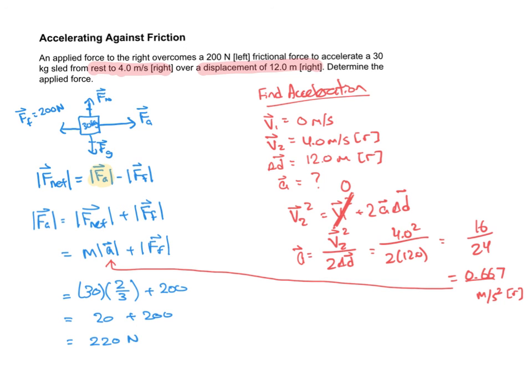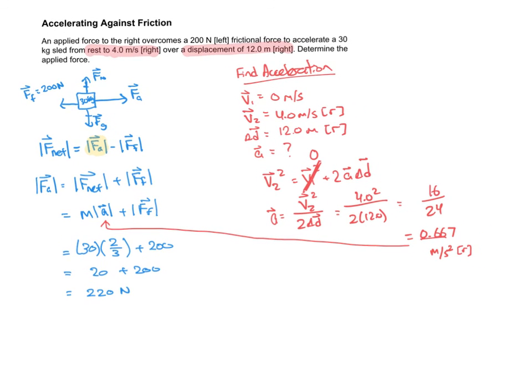That's the magnitude of the applied force. The direction is to the right, so I may actually write one more statement here. The applied force as a vector is 220 newtons to the right. And the rounding is right, I believe, because this last step here is addition. In addition, we look at the decimal places. Both of those, 20 and 200, are both to the nearest whole number. So my answer will be to the nearest whole number.